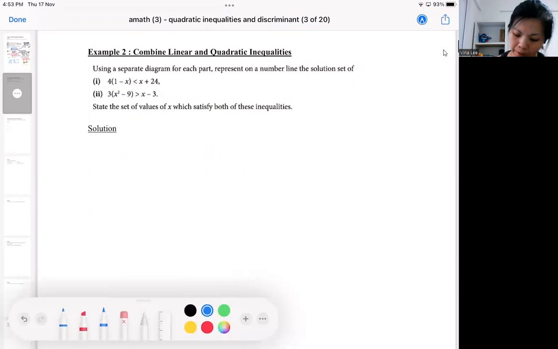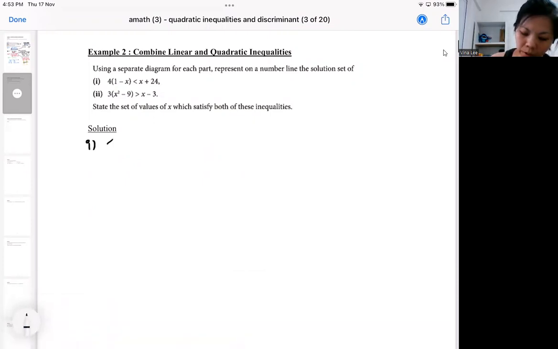So for the first part, it's linear inequality because you do not see any power for x. So you solve it like normal. This is more like your lower set inequality.